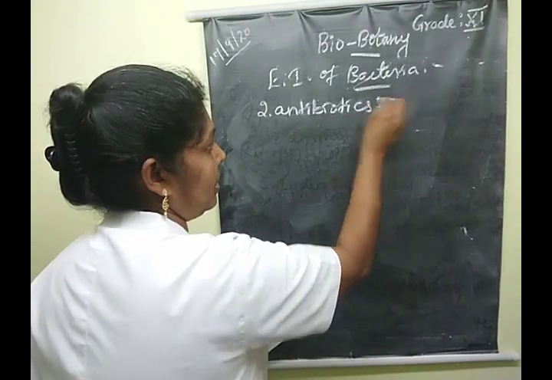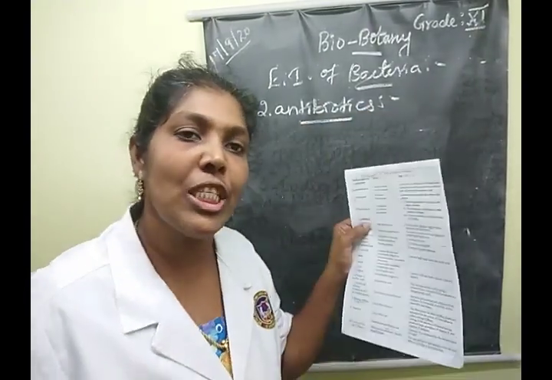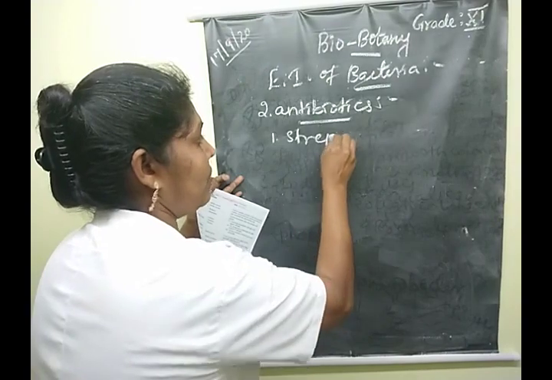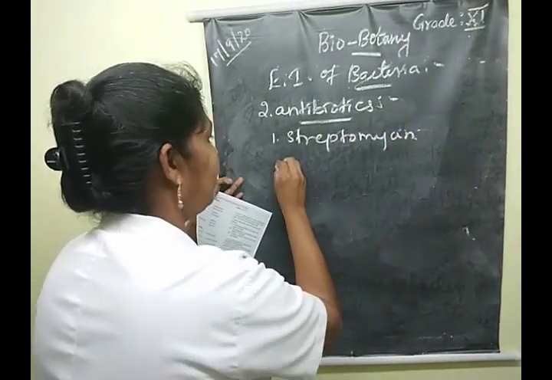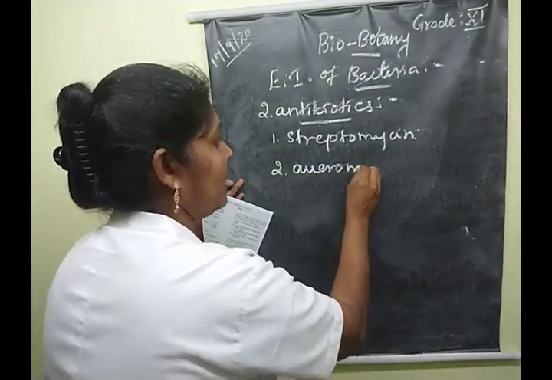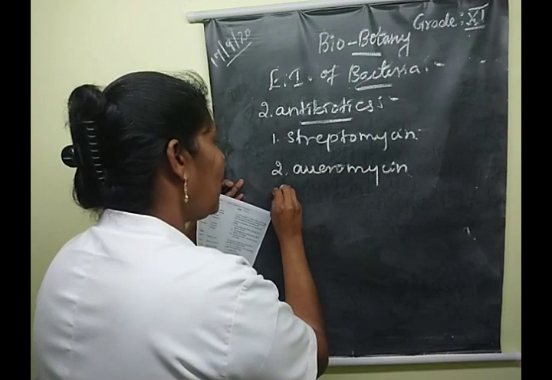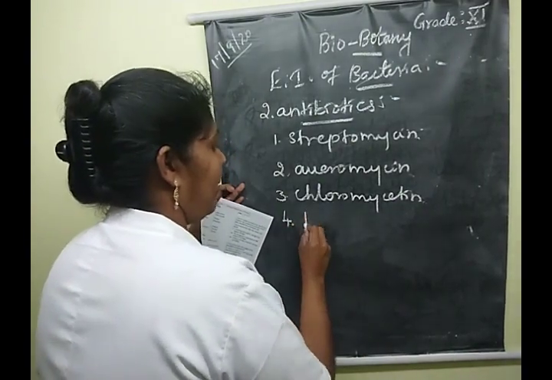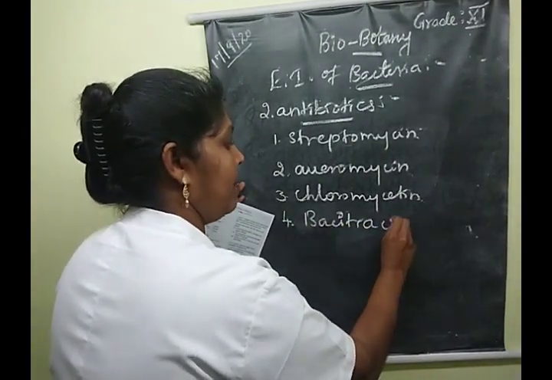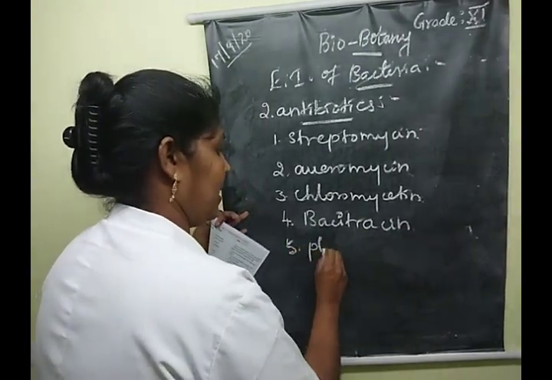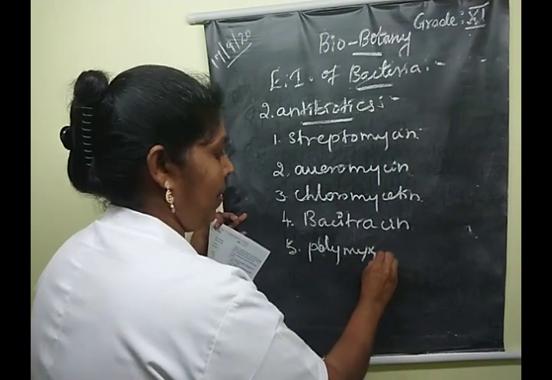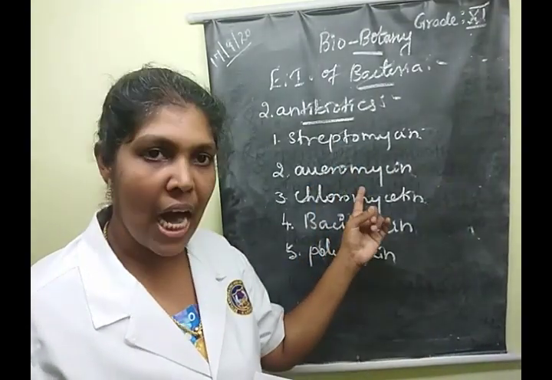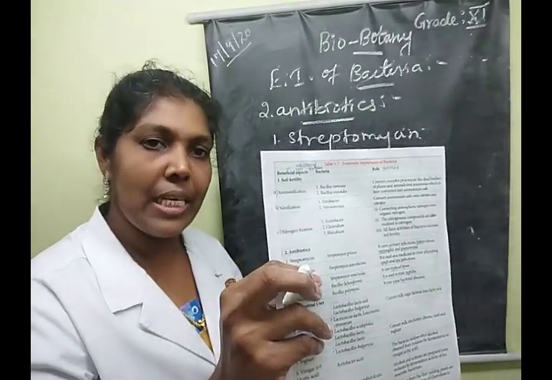Producing antibiotics, okay, yes. Here, in the syllabus, they are mentioning five antibiotic names. First one is streptomycin, aureomycin, chloromycin, bacitracin and polymyxin. Okay, polymyxin. So all of you listen, children. What are the five antibiotics names? Streptomycin, aureomycin, chloromycin, bacitracin and polymyxin.